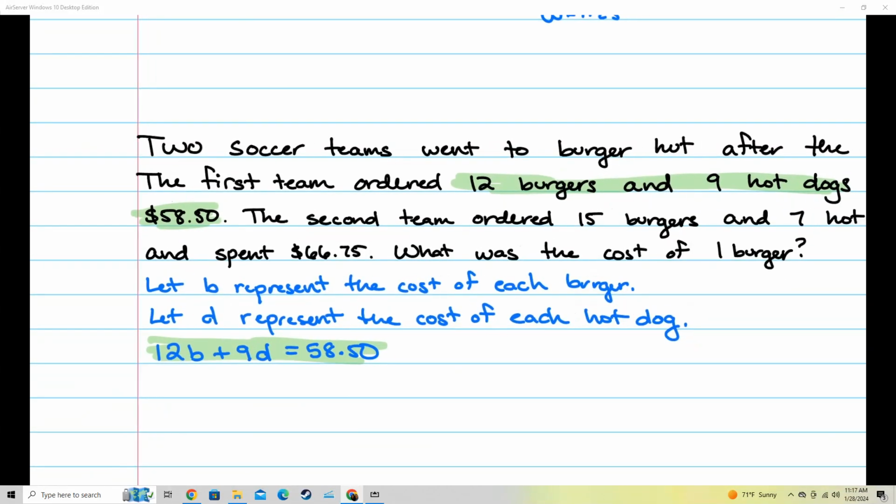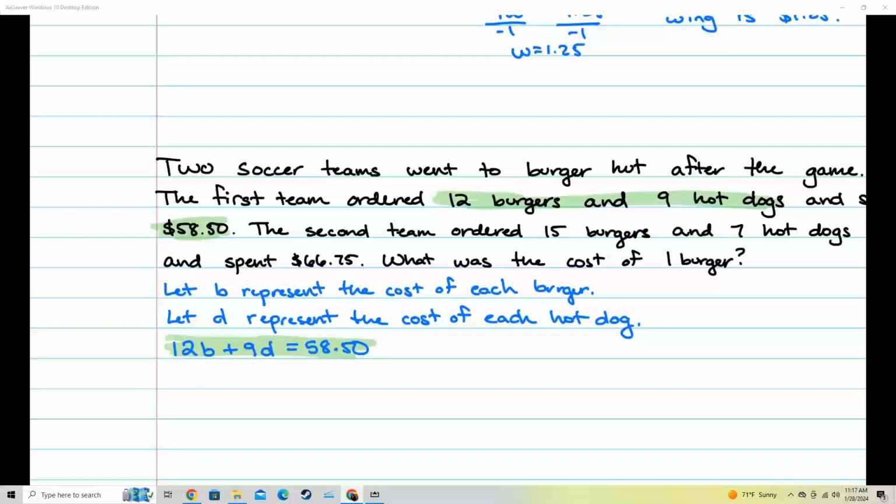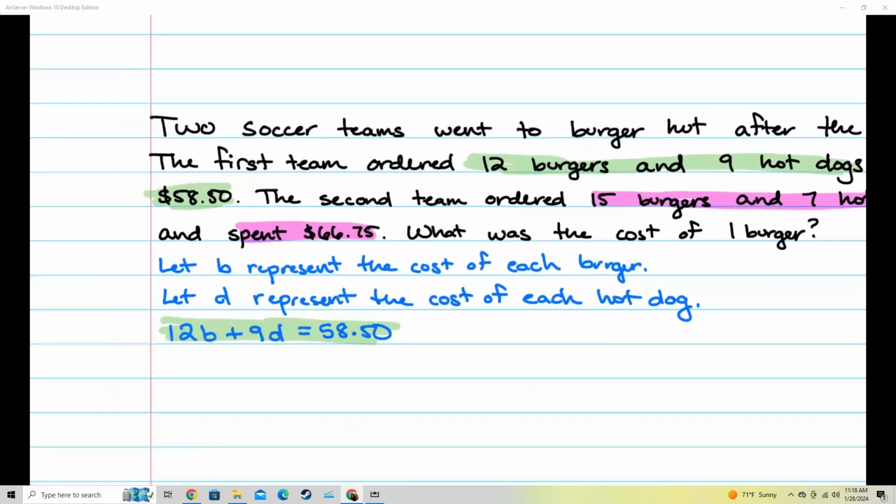For my second equation, or my second team, they ordered 15 burgers and 7 hot dogs. And they ended up spending $66.75. How do I write that? Well, 15 burgers, that's going to be 15B, plus 7 hot dogs, that's going to be 7D. And they spent a total of $66.75. That's going to be my pink equation.